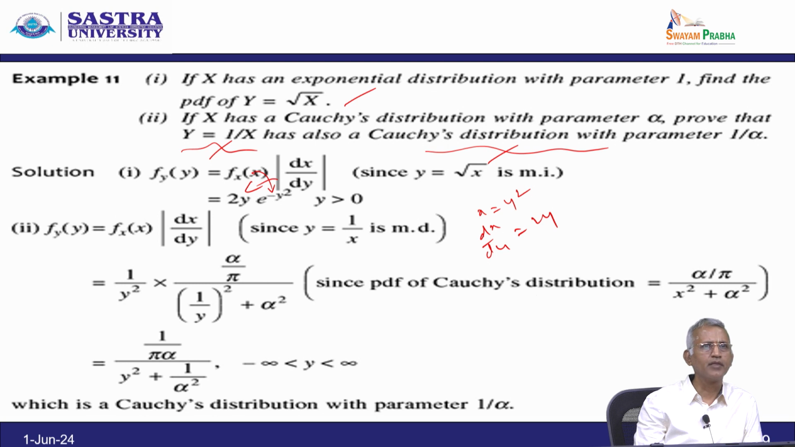So, f_Y(y) is nothing but f_X(x) into modulus of dx by dy, here y equal to 1 by x. Then substitute the Cauchy distribution, alpha by pi into (x square plus alpha square), and replace x with 1 by y, so that we get alpha by pi into ((1 by y) the whole square plus alpha square), and further simplify. Taking the LCM of the denominator, 1 plus y square alpha square, the 1 by y square gets cancelled, and we have 1 by pi into (1 by alpha) by (y square plus 1 by alpha square). So, which is a Cauchy distribution with the parameter 1 by alpha.